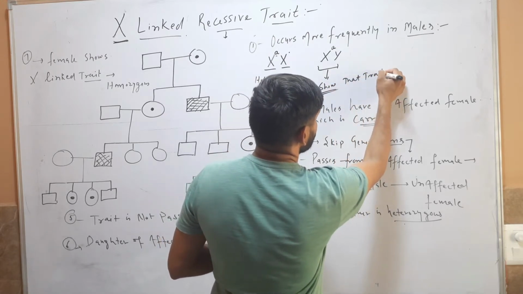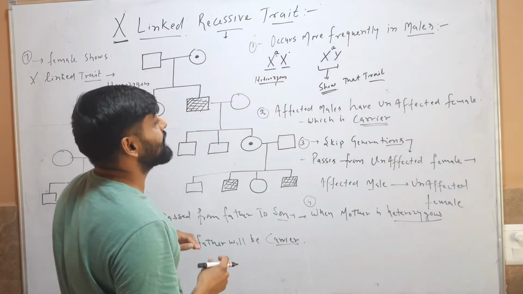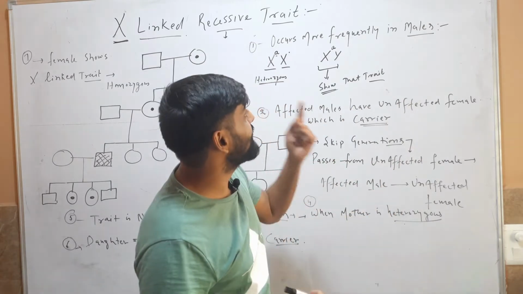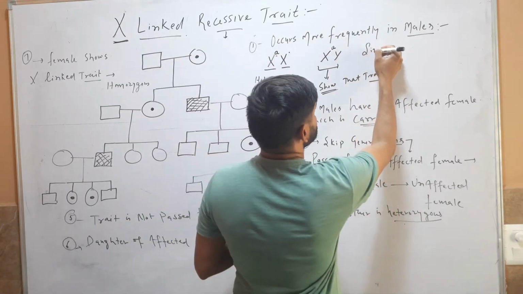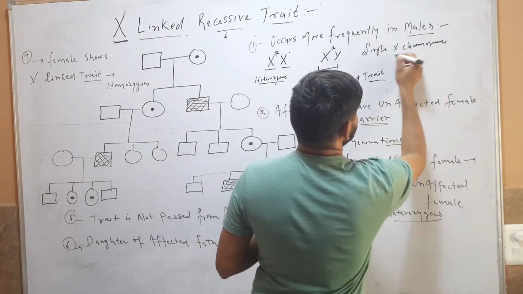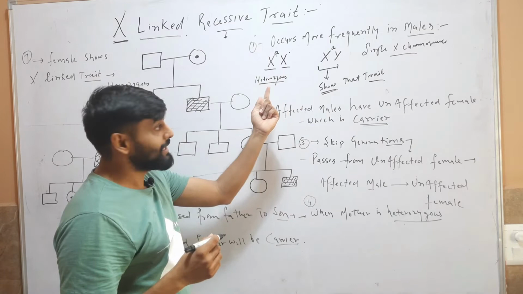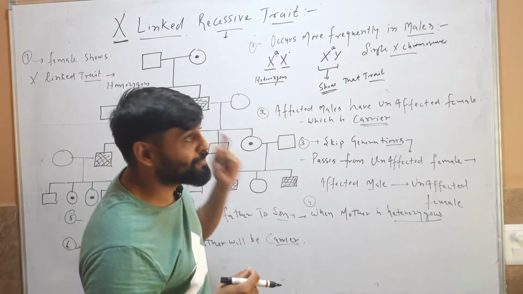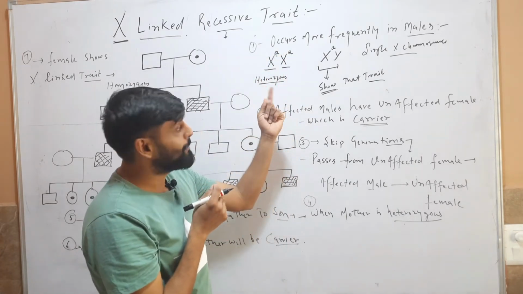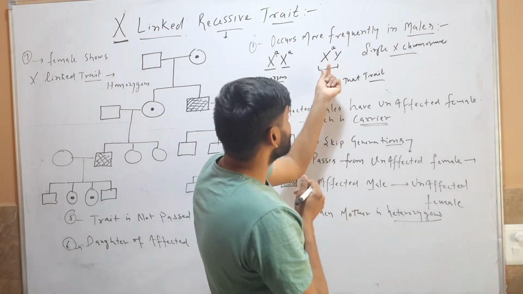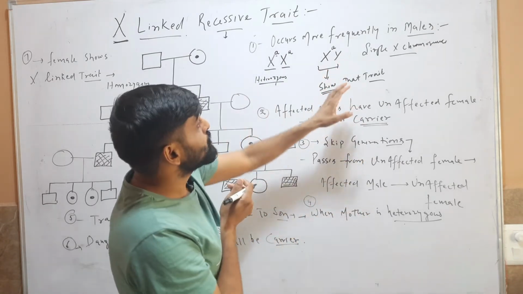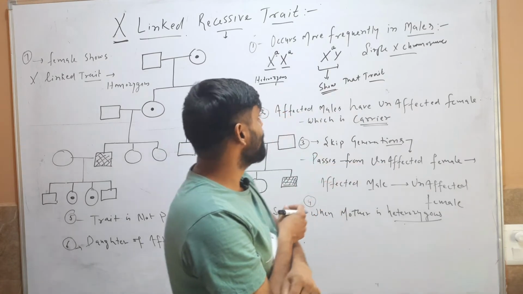That's why this X-linked recessive trait occurs more frequently in males, because in case of a male there is only a single X chromosome. But in case of a female, there is a backup X chromosome. In a female, it will occur only when it is present in homozygous condition. But in a male, it will occur even with a single copy. We know that there is no other backup, so it occurs more frequently in males.